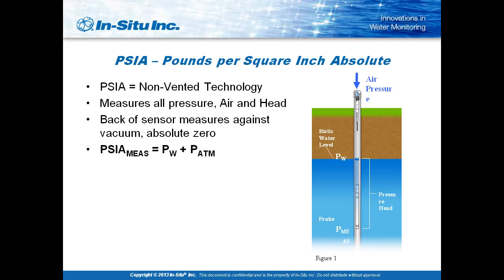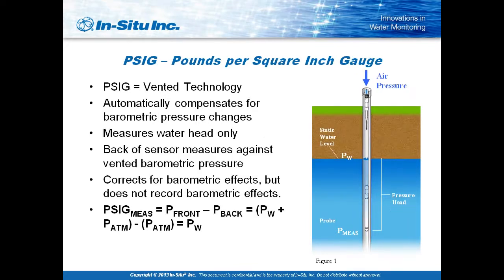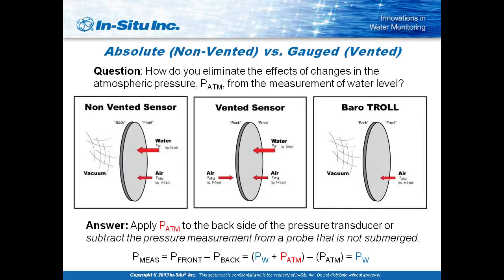A PSIA, or pounds per square inch absolute measurement, is a non-vented measurement that measures all pressure, all air and all water. A PSIG, or pounds per square inch gauge, also known as vented, measures only water level. The reason that it measures only water level is because air is applied to the back side of the strain gauge in the same relationship that it is applied to the front side of the strain gauge.